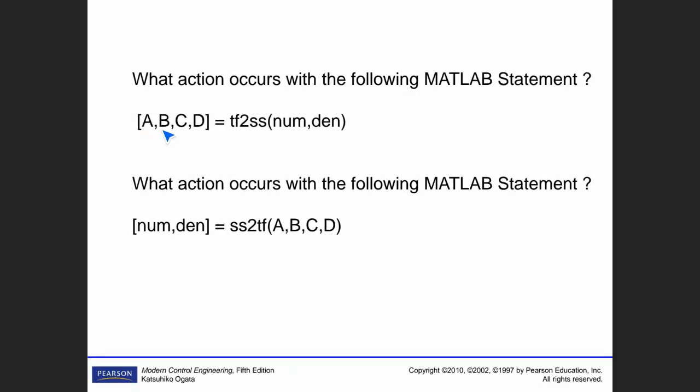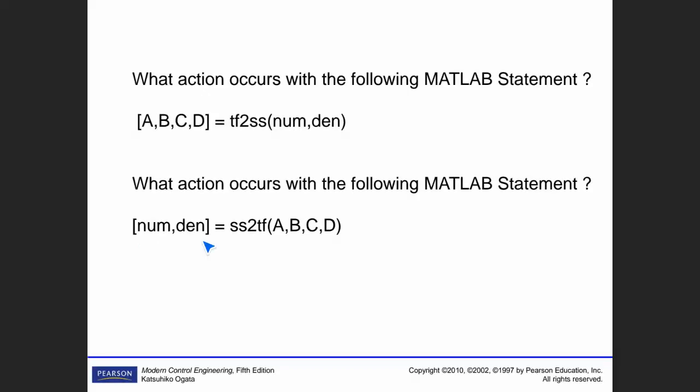For example, if you write [A, B, C, D] = tf2ss(num, den), then you are going to get the conversion. For example, if you have num and den, then you can convert, you can obtain A, B, C, D, the state space. So you can convert those.